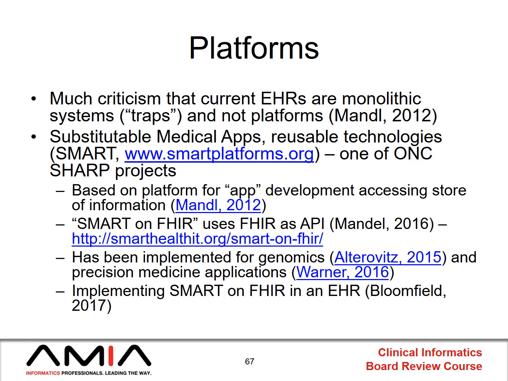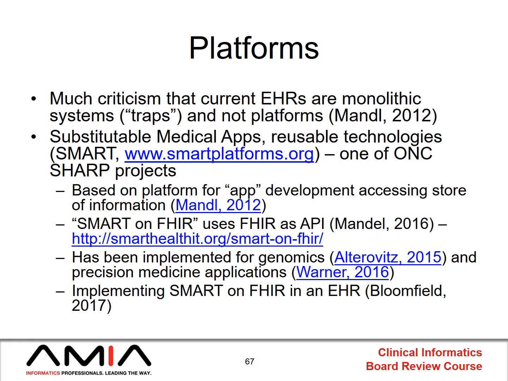One of the criticisms of modern EHR systems is that they're large, monolithic software systems. Mandel actually calls them traps and argues instead what we need is platforms that can build and innovate on top of these platforms that in essence function like an operating system. This led to the development of the Substitutable Medical Apps Reusable Technologies, or SMART project. It was one of the 4 research centers funded under the HITECH Act by ONC.